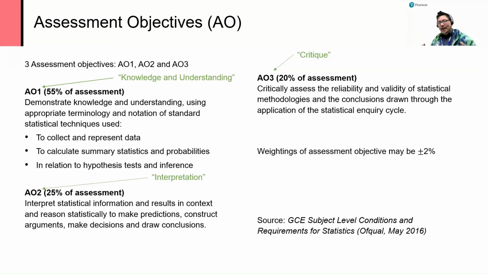Now, obviously, we can never get bang on 55%, bang on 25%, bang on 20%. That just comes down to the nature of the questions. It does say in that Ofqual guidance that weightings of the assessment objectives may be plus or minus 2%. That's just to give a little bit of leeway. So it may not be bang on 55%. It might be 56% for AO1. But we do have that little bit of tolerance involved when writing these exam questions.